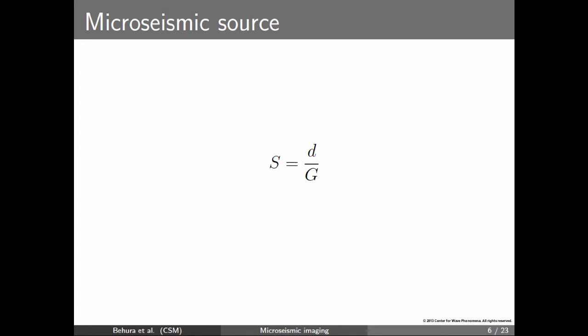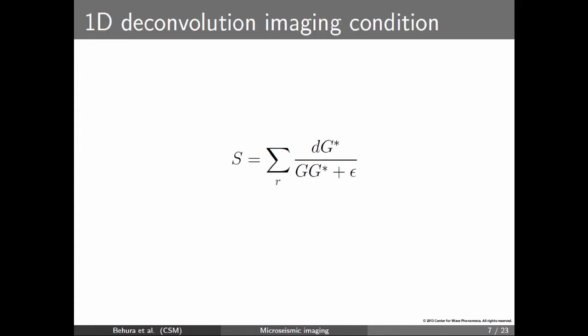And that corresponds to the history of this microseismicity. So this is actually a deconvolution. And this is the first imaging condition here, the deconvolution imaging condition. And this equation is actually the stabilized version, where epsilon is the stabilization factor, and the star represents complex conjugation.